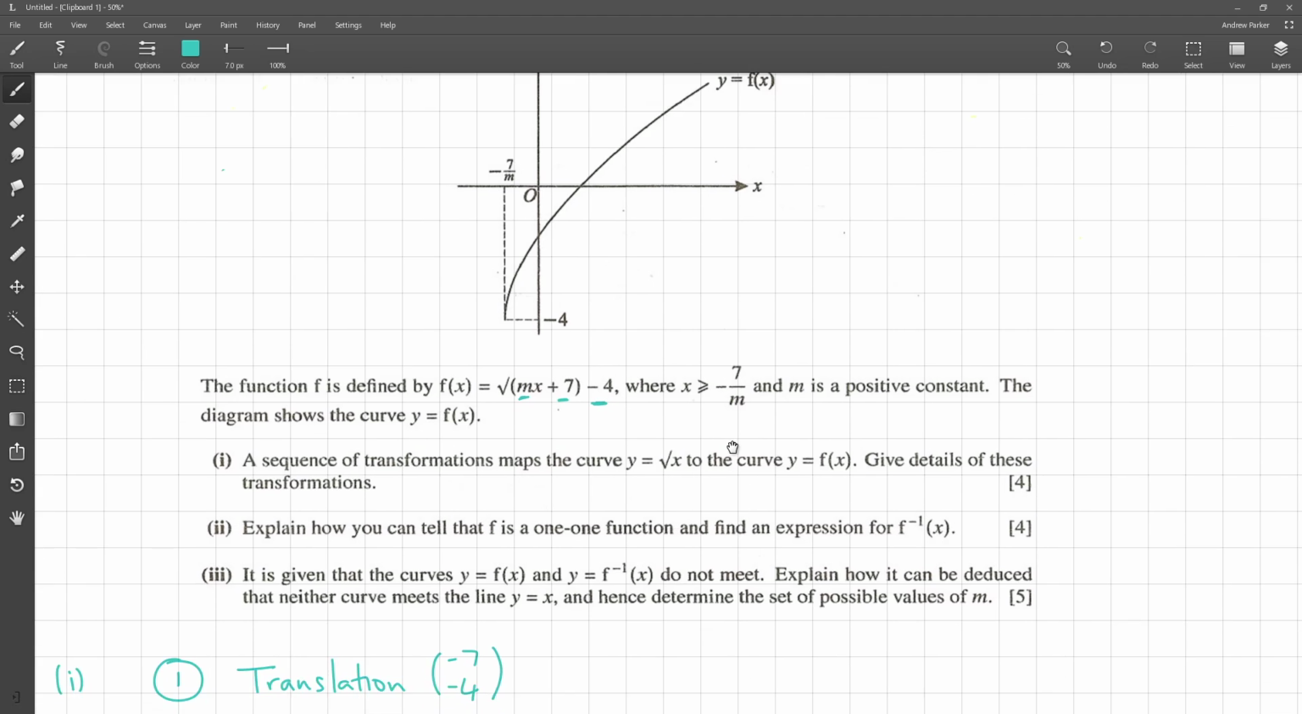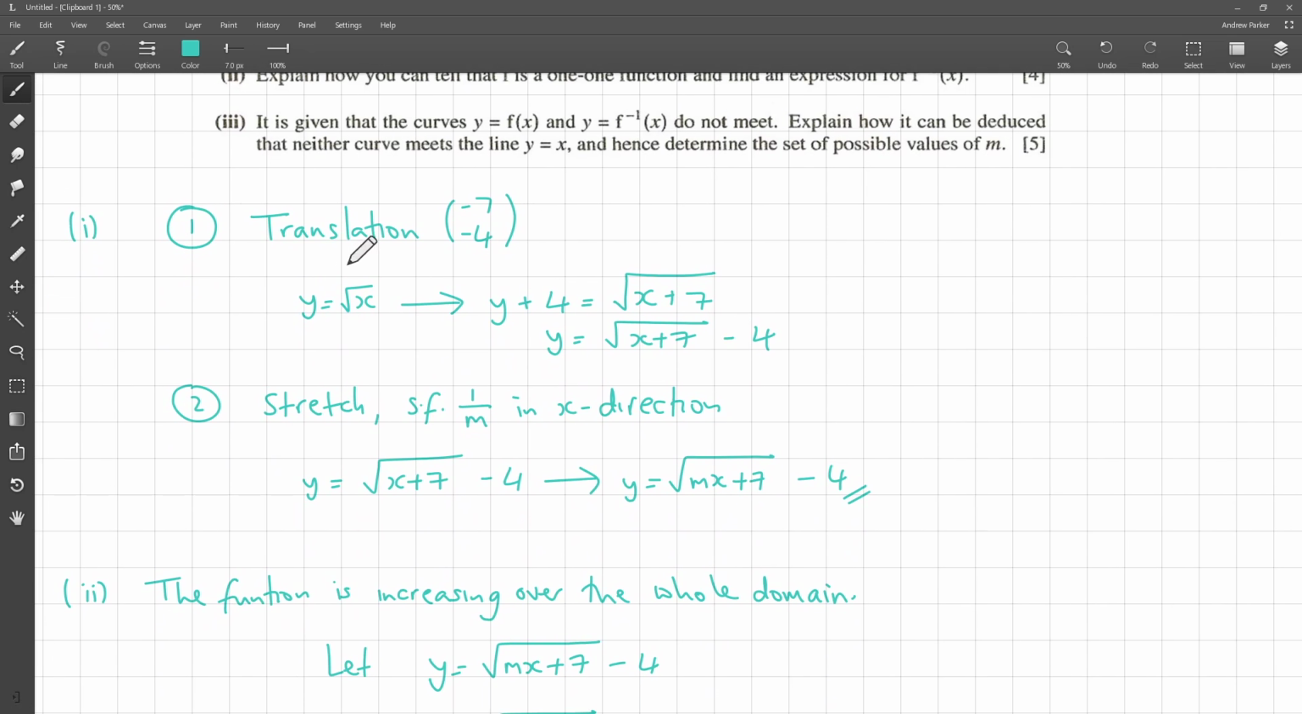So that's what I've done first down here. I've applied a translation of (-7, -4). I've shown my working out here by doing replacements. So to translate by minus 4 in the y direction, replace y by y plus 4. And then to translate in the x direction, replace x by x plus 7. That gets me a big chunk of the way there.